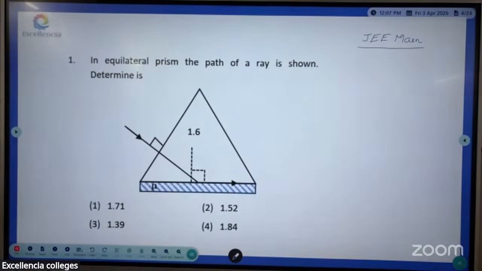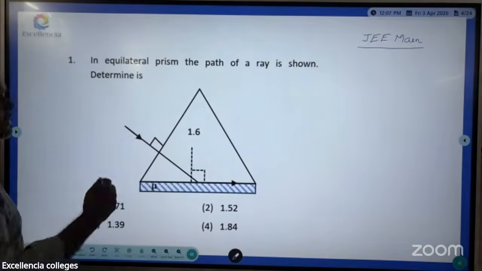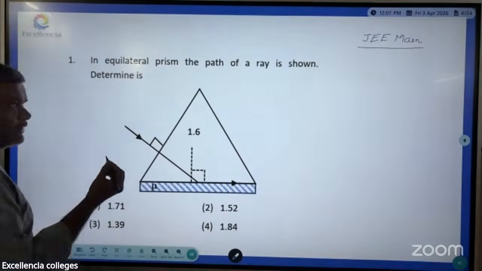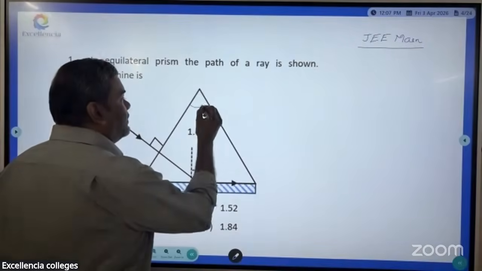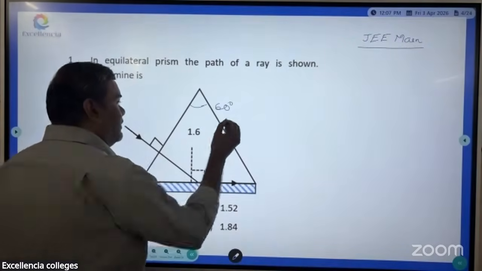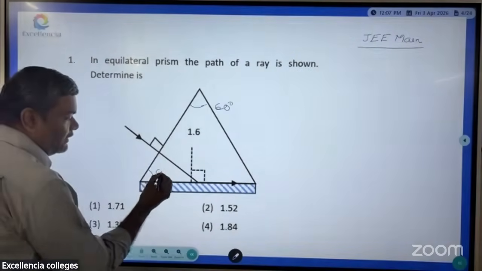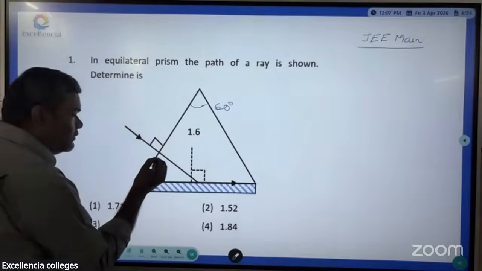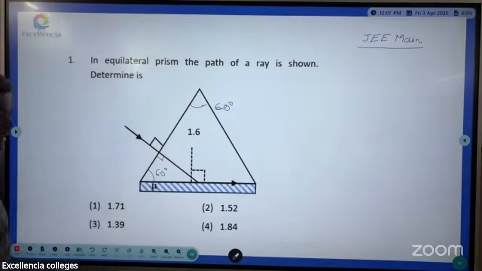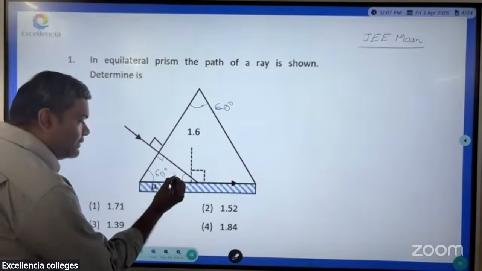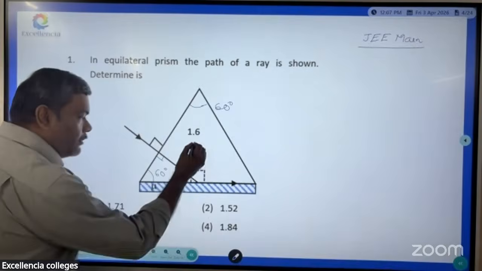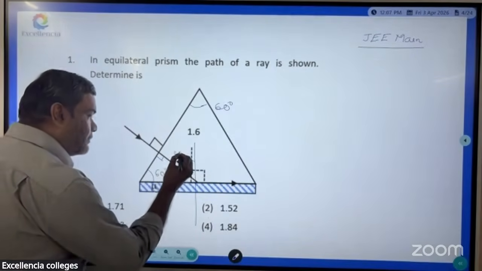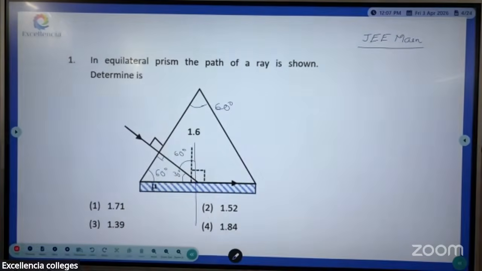So let's see. The first question is of an equilateral prism. It's from optics, general optics. So it's an equilateral prism, so we can understand that this angle is going to become 60 degrees. This is also 60 degrees. This ray of light is falling perpendicular to it, so this angle will become 90. If it is 90, then this angle will become 30 degrees. And if I draw a perpendicular here, this is going to become 60 degrees. So this is the path the ray of light is going to take.